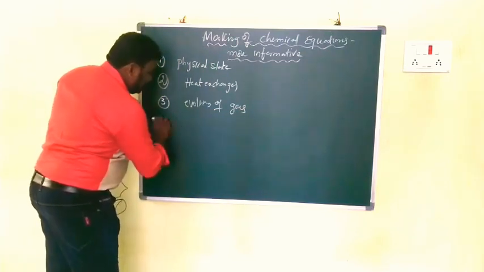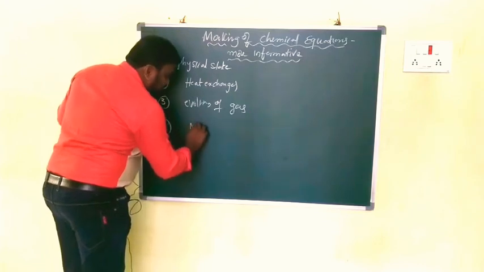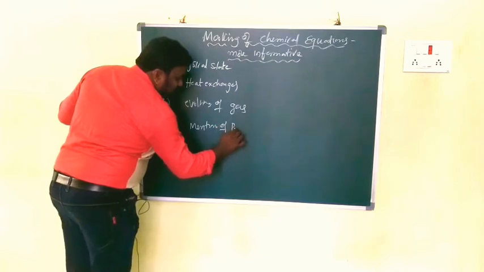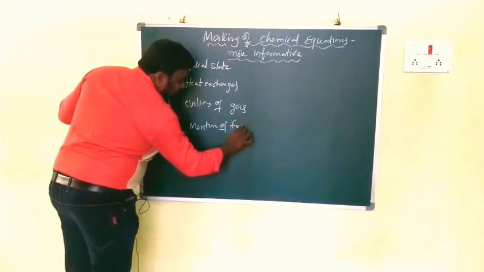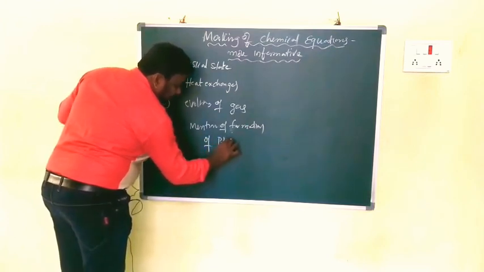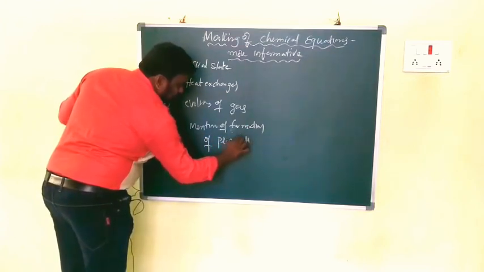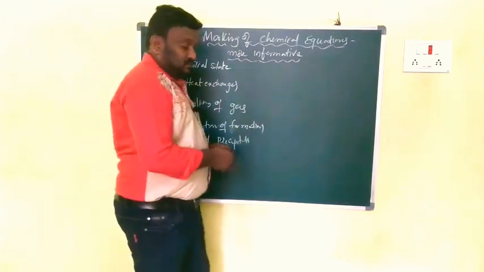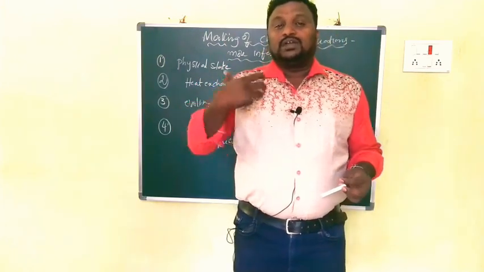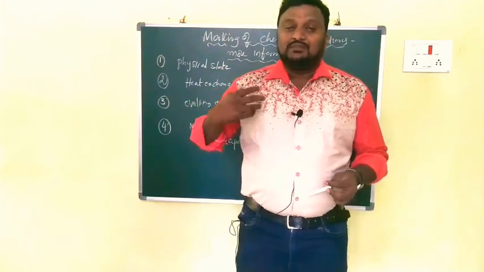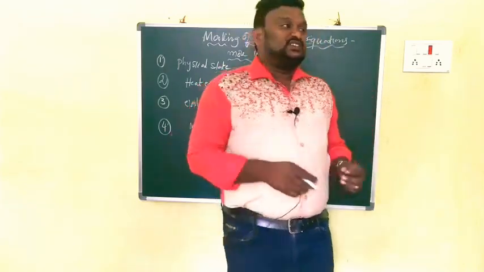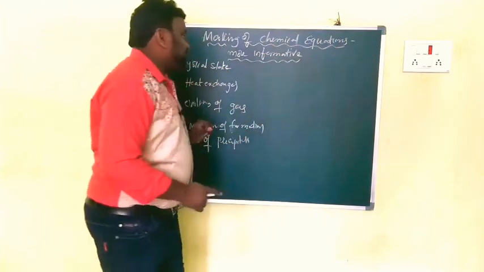And the fourth one is mention of formation of precipitate. So we have four characteristics to make the chemical equation very informative, children. The first thing is physical state.